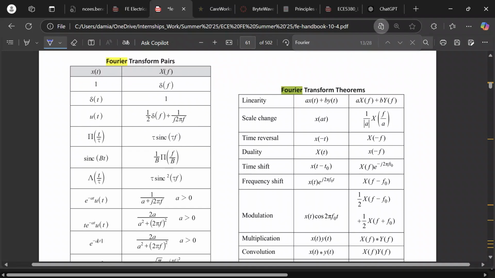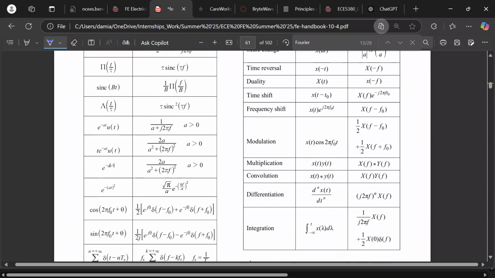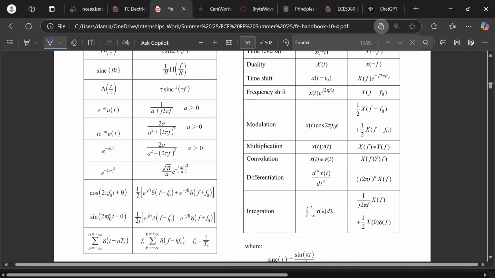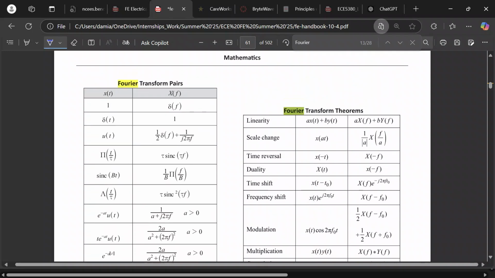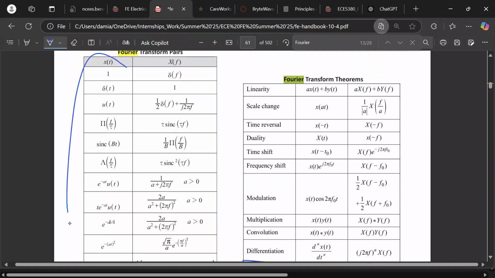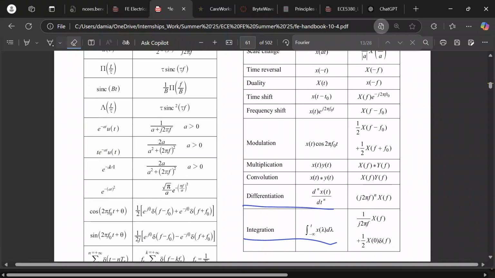All right, so they actually give you a lot of transform theorems, which is really, really nice. Convolution, differentiation, integration. This is very important when you deal with inductors and circuits. You want to find the Fourier transform of this, but we're not here for this. We're here for this here. We're trying to find it of the form. What's the form? E to the negative t. Well, right away I see this, but we don't really have a u of t. So we can't do that.